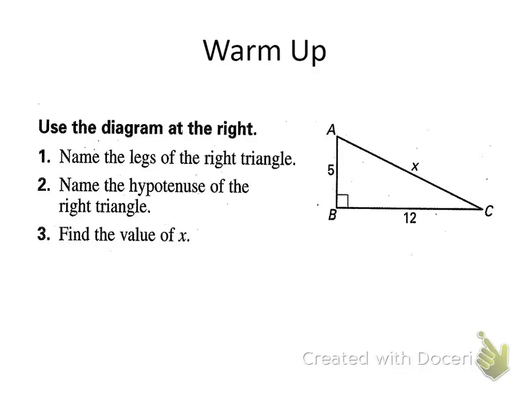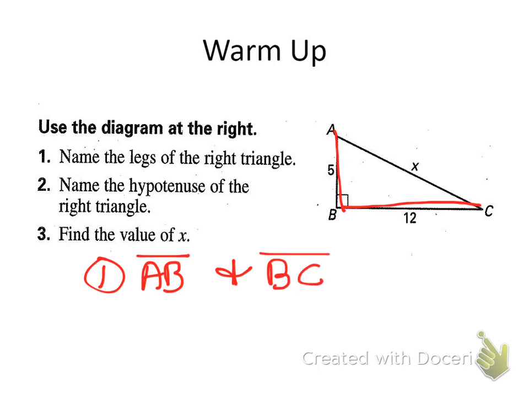All right, name the legs of the right triangle. Okay, so what are the legs? So this one right here? And this one? Yeah, these two are the legs. So we would call that, I'm going to write number 1, AB and BC. This is number 1.